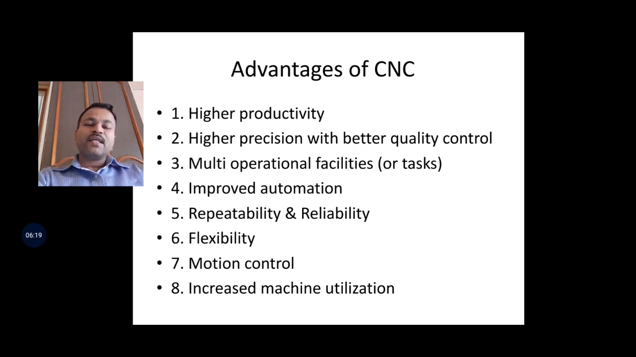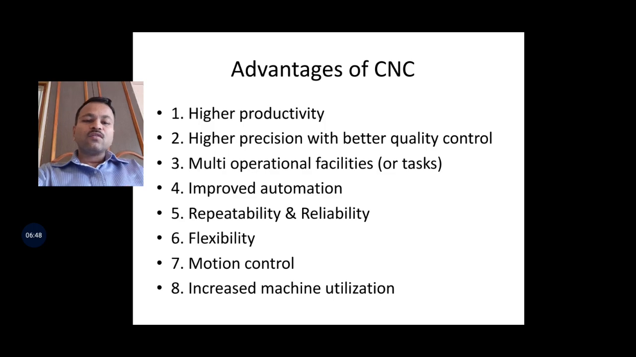Next, flexibility. Flexibility means, as I told you earlier in lecture class 1, you have the flexibility to change the program, and you can make any variety of products. Change in the dimension can be done. Change in the shape can be done. Anything is possible, because the software, the program is available. If you slightly change the program, you will be able to make a new product with a new dimension, new shape. So it offers greater flexibility.